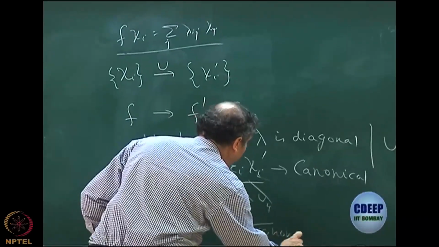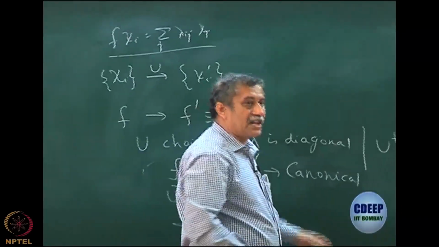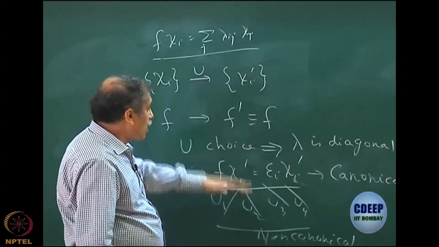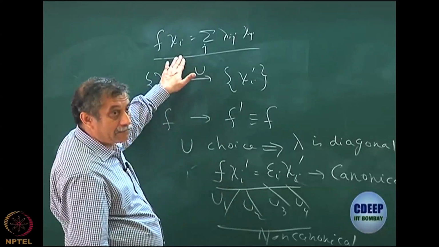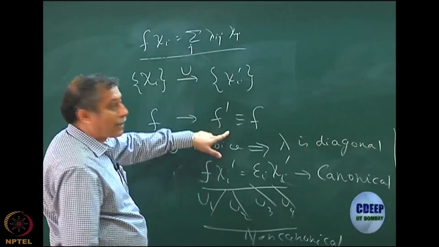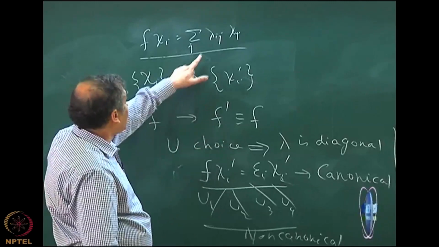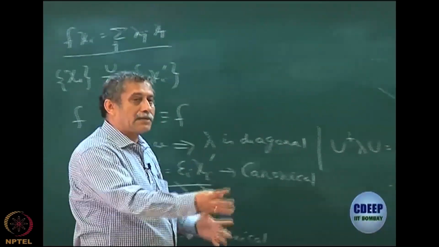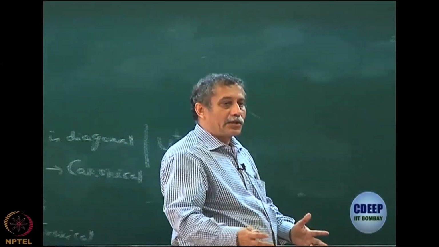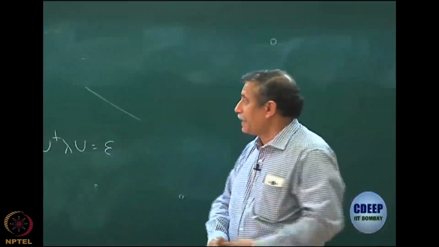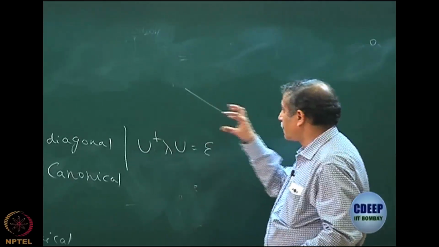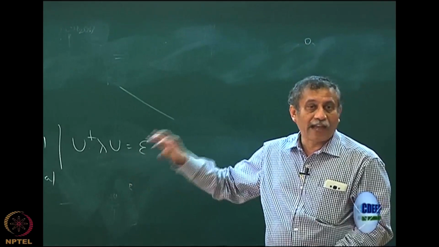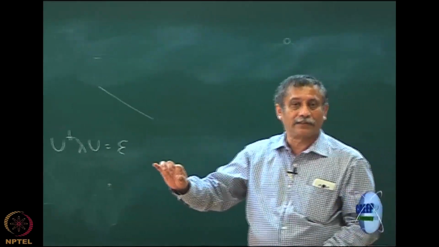You can look at it in reverse manner. Initially I got one particular non-canonical equation. All the non-canonical equations will be the same, because f is the same as f prime by any transformation. All that will happen is that this matrix will keep changing. So lambda will become some lambda prime. So u dagger lambda u will become lambda prime. In one particular case, this lambda prime will become diagonal. I hope it is clear. So that particular case is called the canonical.